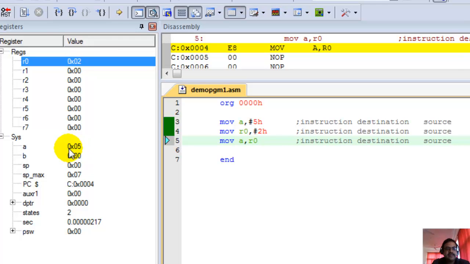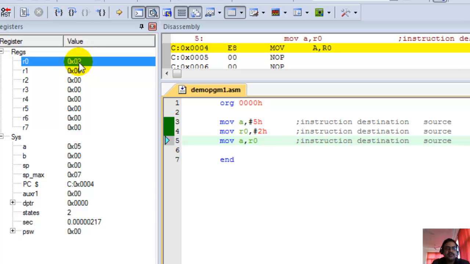Okay, so it is an 8-bit register. Accumulator is an 8-bit register which can hold only one 8-bit value at a time. You cannot make it hold both 5 and 2. That is the concept of register. This is how registers and memory differ. Memory is a collection of registers.